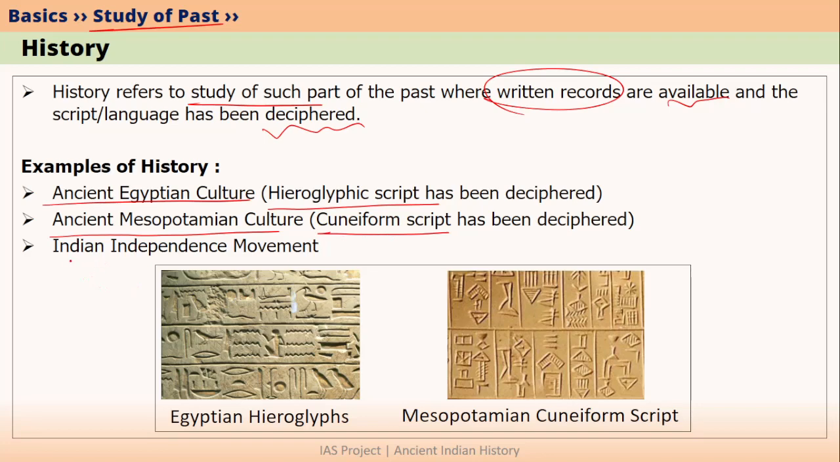The latest example we can give, Indian independence movement is also study of history because we have hundreds and thousands of literary evidences, that is books and documents available for the purpose of Indian independence study. However, please remember at this point, Harappan script has not been deciphered. Therefore, Harappan culture is a part of proto-history, not a part of history.